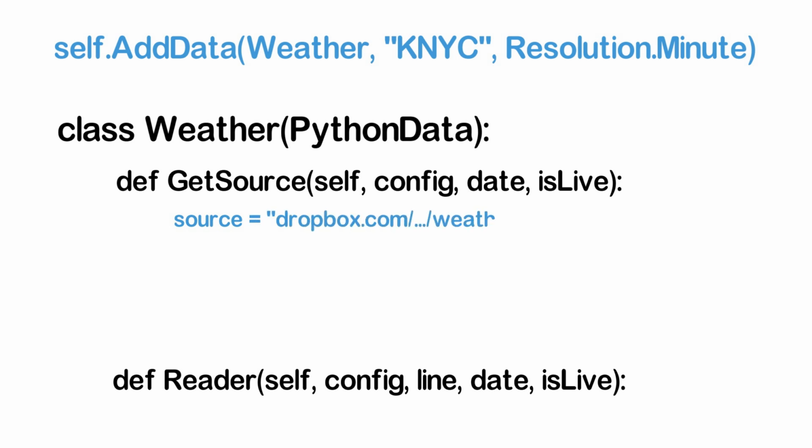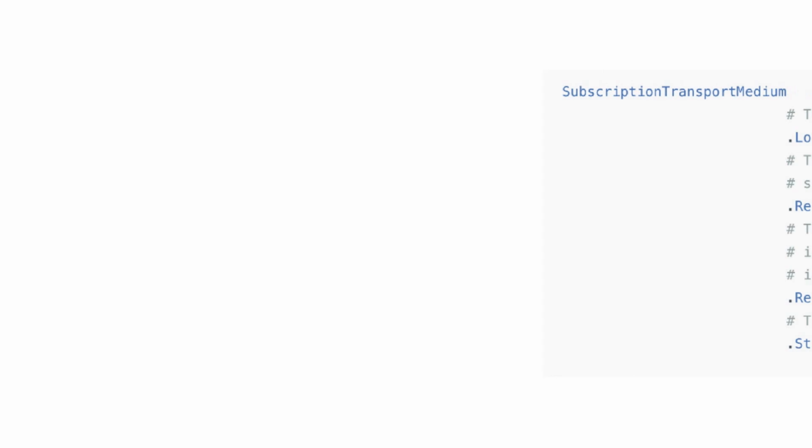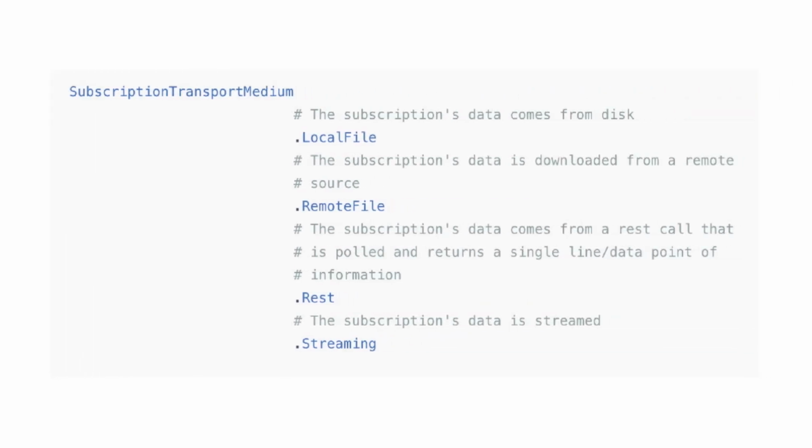For this, let me start with the GetSource method, which is actually very simple to implement. All you have to do is return a SubscriptionDataSource object. To create such an object, you need to pass 2 arguments to its constructor. The first is the actual source of your data, and the second one is a type of subscription transport medium. As the source, you usually would specify a URL, such as a Dropbox URL, where you uploaded your custom data as a CSV file. For the subscription transport medium, you have 4 options.